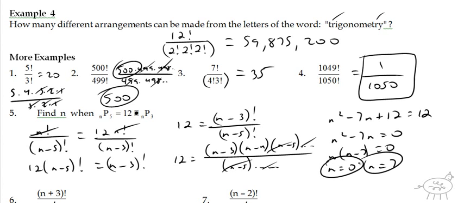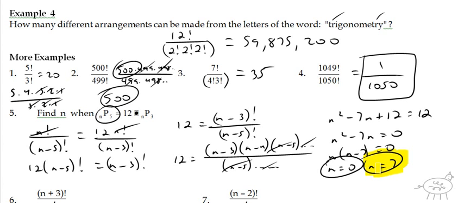But think logically. n can't be 0, because you can't say, oh, I have 0 items. I mean, look at this first one, nP5. I can't say I have 0 items and ask how many ways I'm going to pick 5. That doesn't make sense. So the answer actually is just n equals 7.